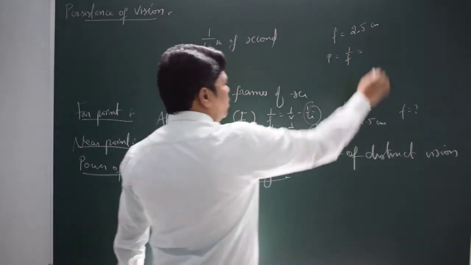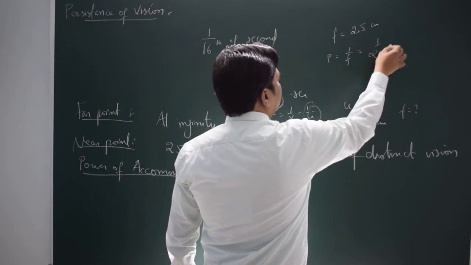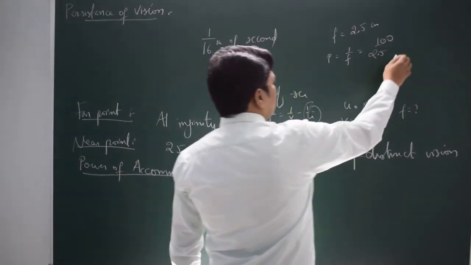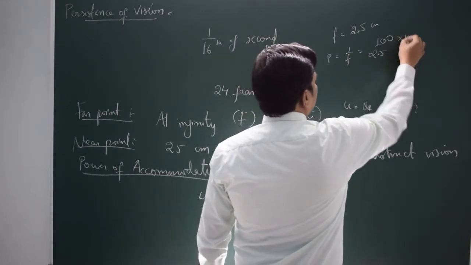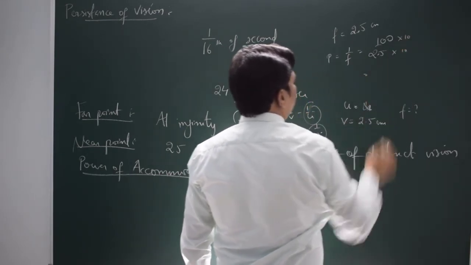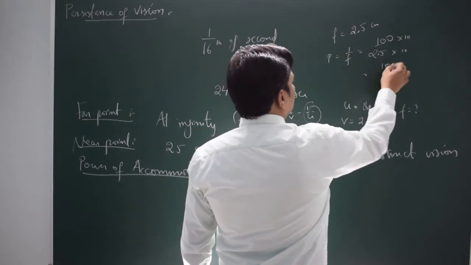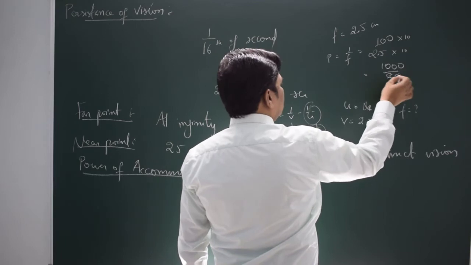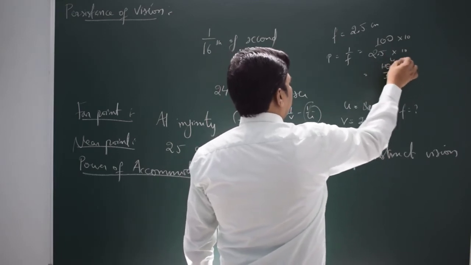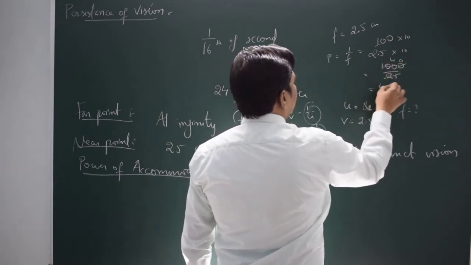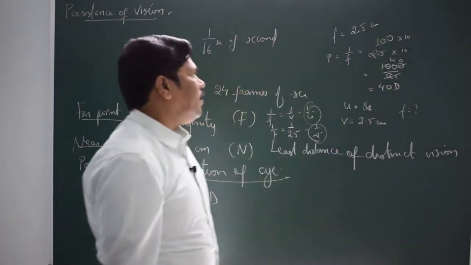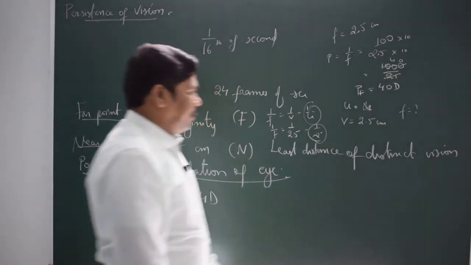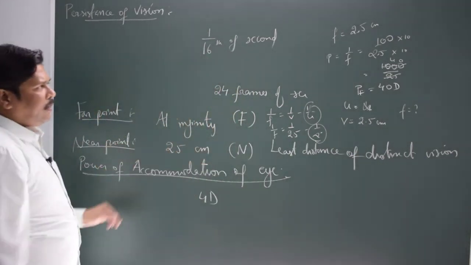So 1 by f is 1 by 2.5, and since it is in centimeters I am going to put 100. Multiply 10 on the numerator as well as the denominator, so we get 1000 by 25. 25 goes 4 times in 100, and 40 times in 1000. So 40 diopters. When we are seeing the far off object, the power of the human eye for the far point is 40 diopters. For the near point we will calculate.